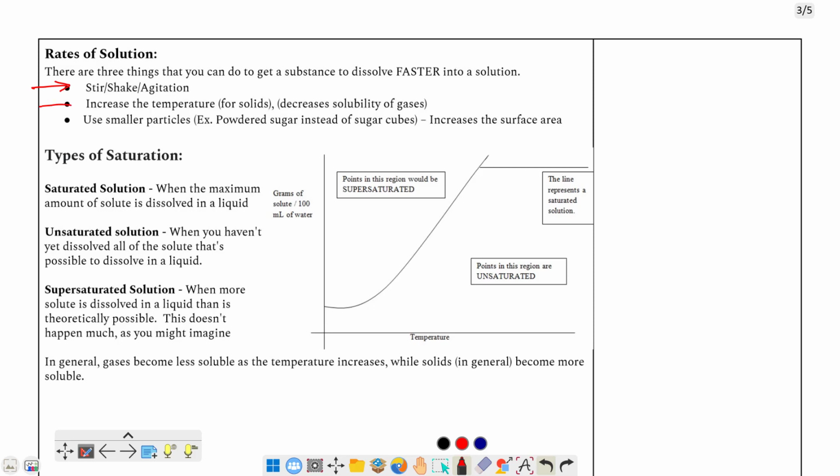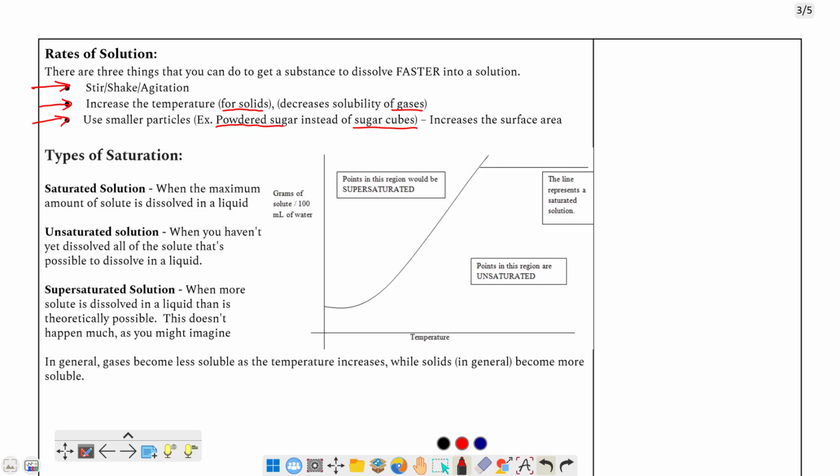Second, you can increase the temperature, but that only works for solids. Remember, that's going to decrease the solubility of gases. And last, you can use smaller particles, like you can grind up sugar into a powder, and it will dissolve much faster than using bigger cubes of sugar.